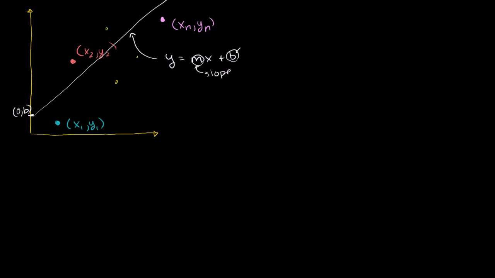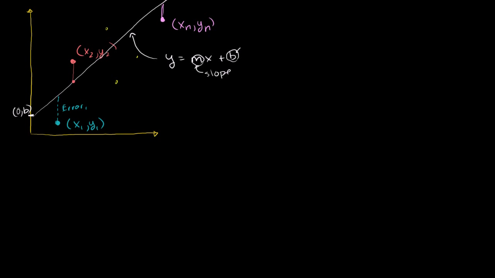So let me define what the error even is. So for each of these points, the error between it and the line is the vertical distance. So this right here we can call error 1. And then this right here would be error 2. It would be the vertical distance between that point and the line. Or you could think of it as the y value of this point and the y value of the line. And you just keep going all the way to the end point.